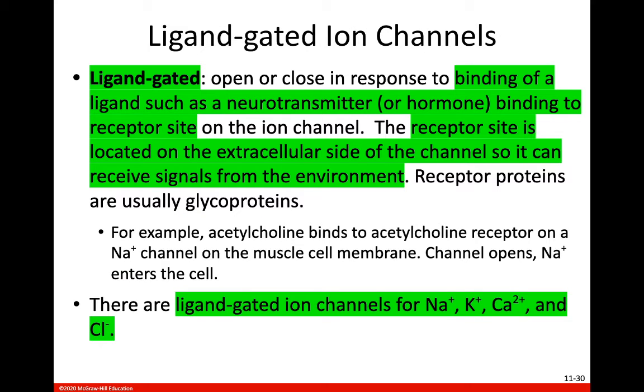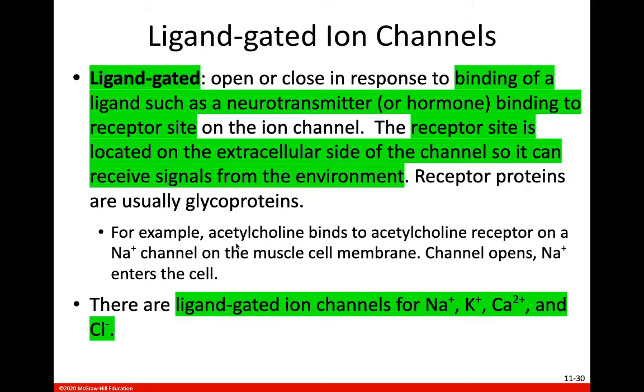Okay, so just looking at these different ion channels a little bit more closely, the ligand gated have a receptor site on the extracellular side of the cell membrane, so that it can receive these signals from the environment outside the cell. So it can receive a neurotransmitter or hormone from outside the cell. When the neurotransmitter or hormone binds to the receptor site on this ligand gated ion channel, it will open and allow sodium ions into the cell, hopefully enough to go from negative 90 in a muscle cell, or negative 70 in a nerve cell, all the way up to negative 55, which is threshold.